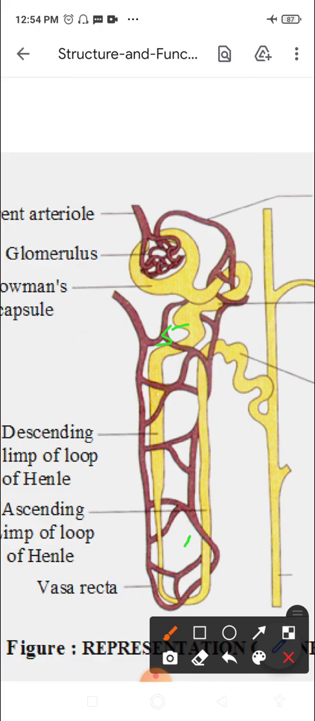Now, in the descending loop of Henle, as the filtrate flows in it, water is reabsorbed, right. From here, what goes into the blood capillary is water. So, water is reabsorbed due to increasing osmolality of the interstitial fluid. Sodium and other solutes are not reabsorbed here, right. So, here the filtrate becomes hypertonic. Water is removed, more sodium and other solutes are there in the filtrate, so that becomes hypertonic to blood plasma.